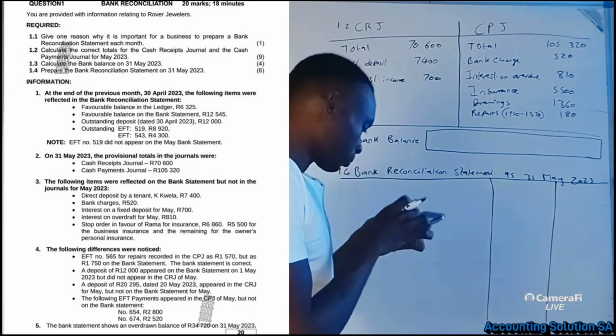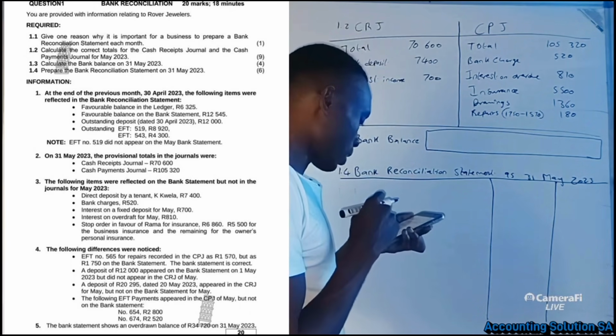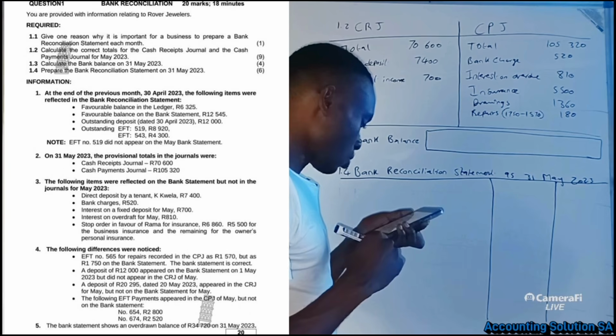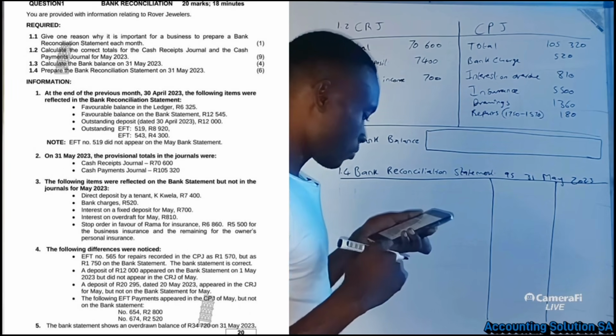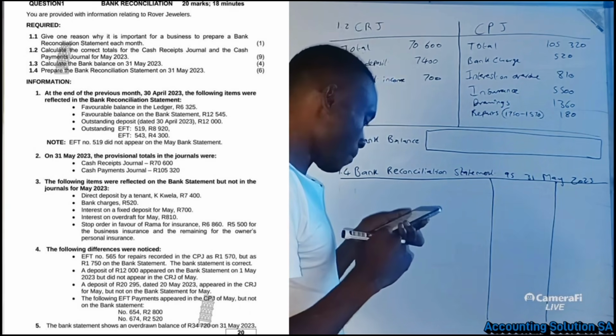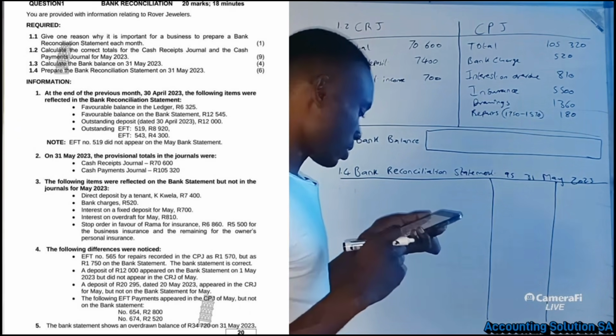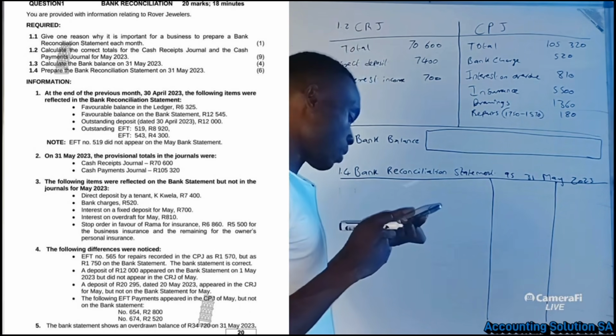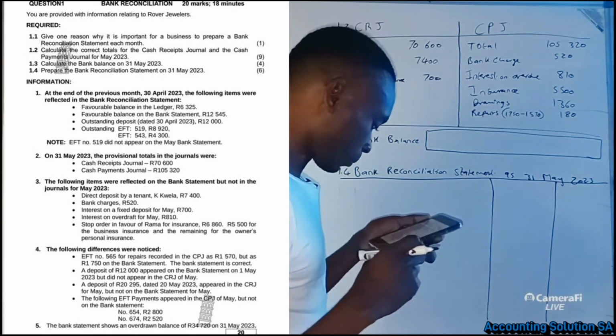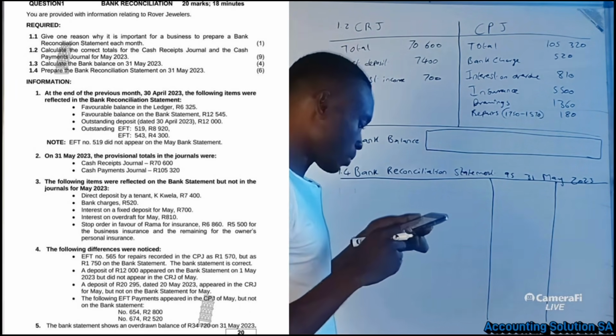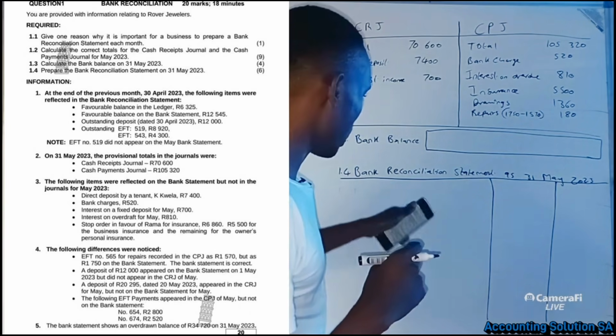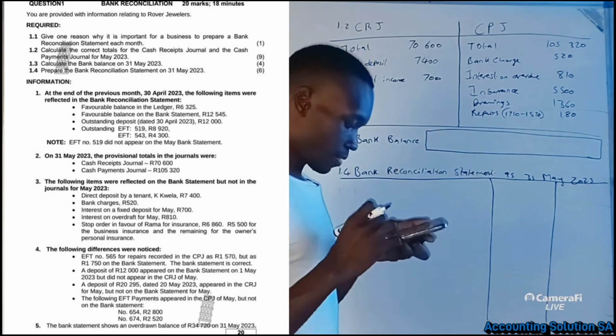All right. Number 3, a deposit of 20,295 dated 20 May 2023 appears in the cash receipts journal for May, but not in the bank statement for May. Okay, this we call an outstanding deposit under the bank reconciliation statement.